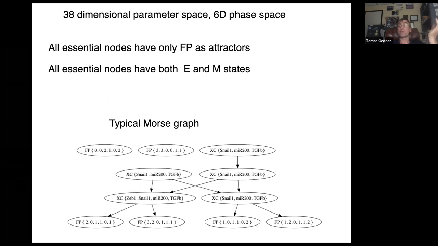So this is a typical Morse graph we compute. In this particular case, you should notice there are two FPs on the top, which are detached. This is just the graphics. What this system has is six stable states, and they're denoted, the two on the top and four on the bottom. And all these XC things are partial oscillations, which are unstable. Partial oscillation means the three genes, the three proteins in the bracket are oscillating, the other ones do not.